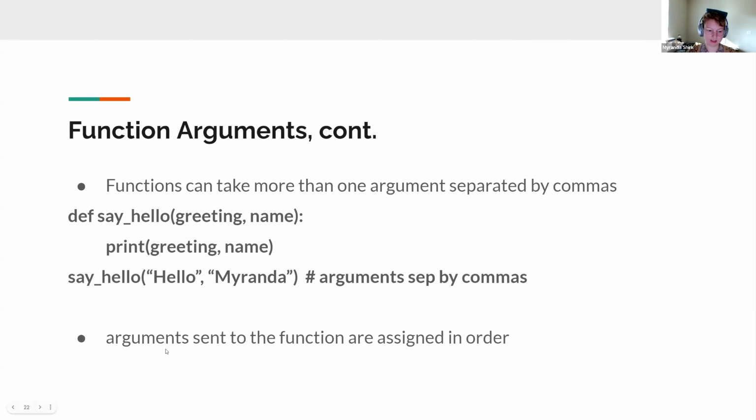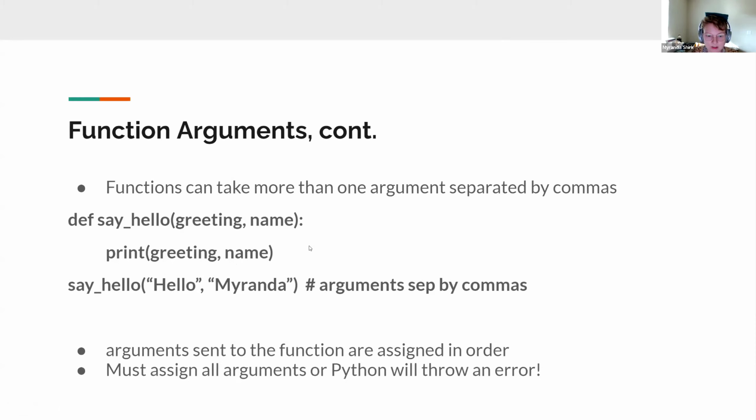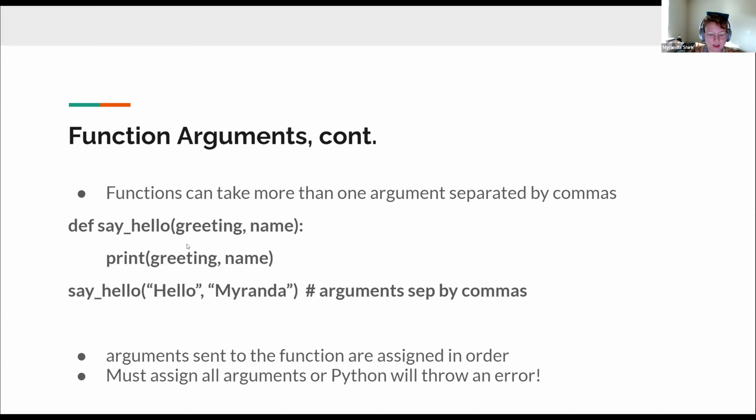One thing to note is that these arguments that you send to it are assigned in order. So what your function is doing is assigning this first string that you've put inside the function to the first argument that it has named, the second one to the second one. So you need to be cautious, be aware of what order you're putting these in.